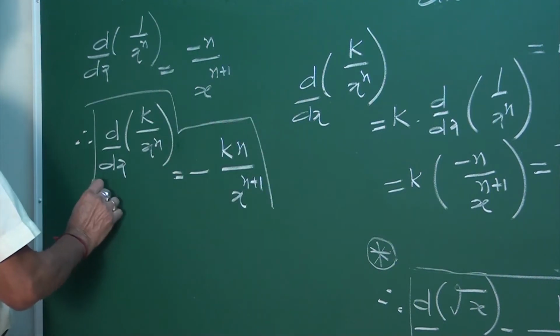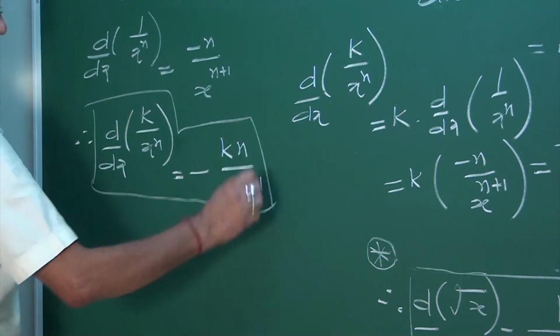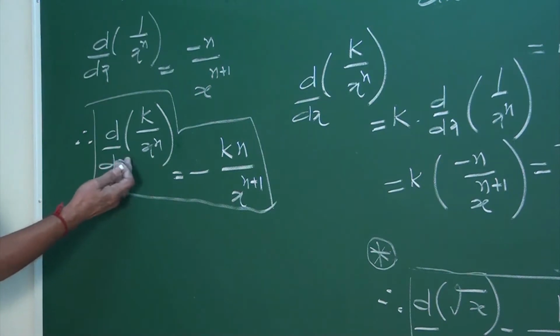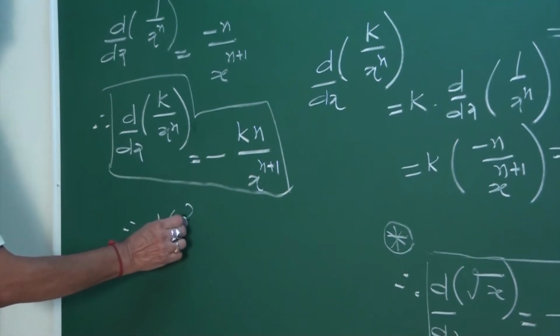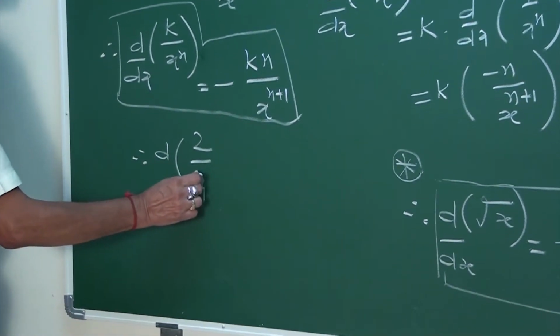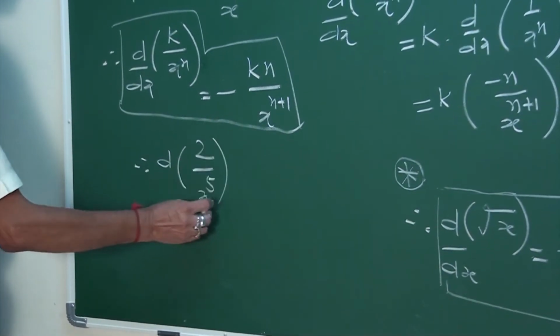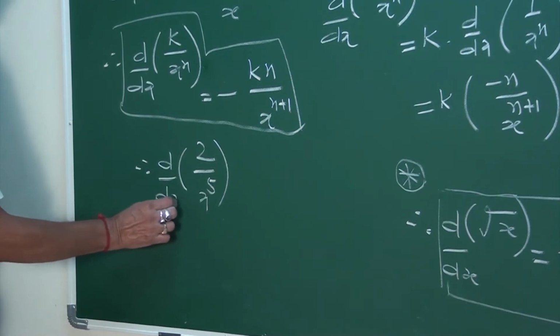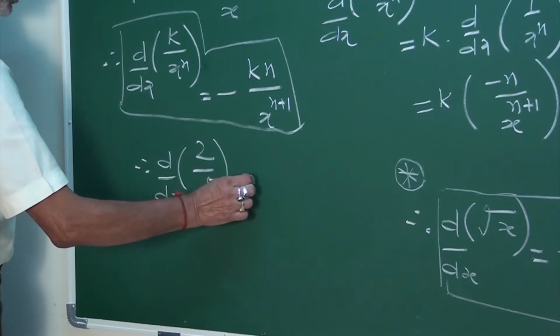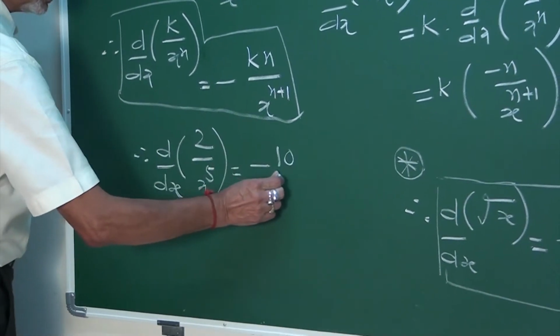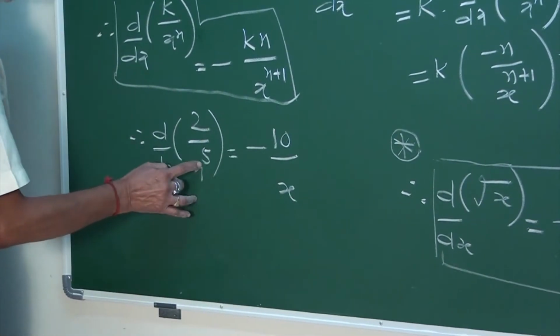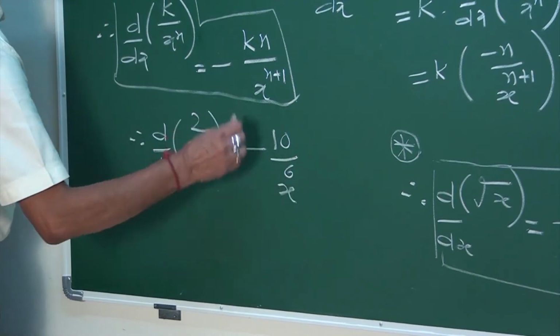Another tip in differentiation, while doing the examples, we can make use of it. Therefore, the derivative of 2 upon x to the power 5 with respect to x: sign change, minus 2 into 5, 10. Down is x to the power 6.